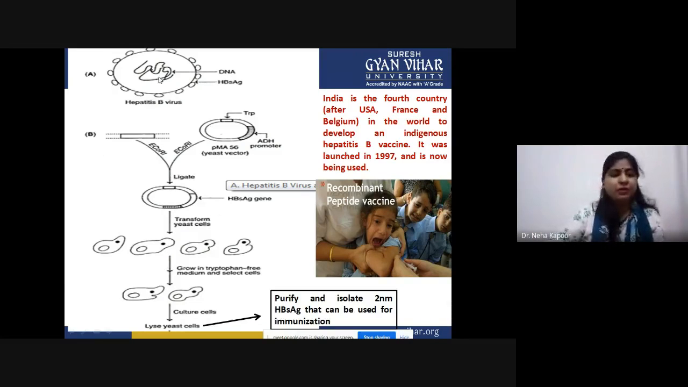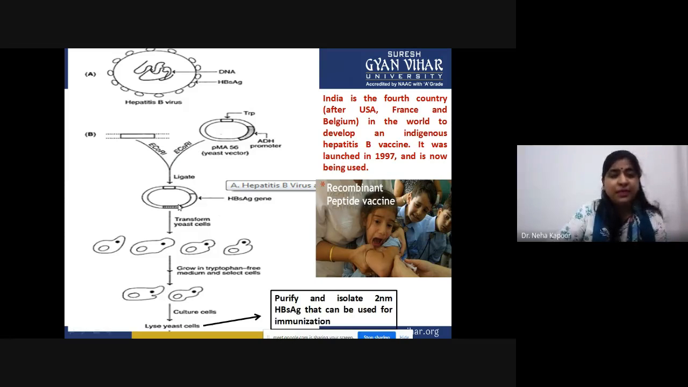So this is the process of production of hepatitis B virus vaccine. This is the hepatitis B virus genome, DNA, and onto its surface, this is HBs antigen. If you want to produce a hepatitis B virus vaccine, you have to digest the DNA with the same kind of restriction enzyme, for example, EcoR1. Here we are using the yeast vector PMA56, and after digesting it, this is the gene that will code for this antigen. We will be inserting this gene into this plasmid. This is inserted, this is transformed. As you can see, the recombinant plasmid is ready.